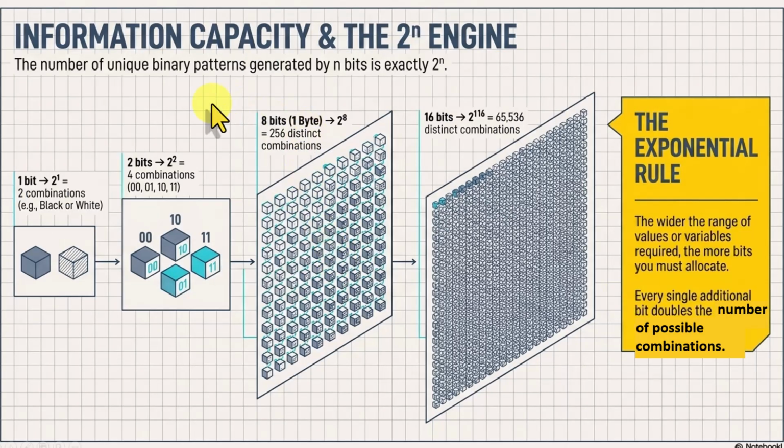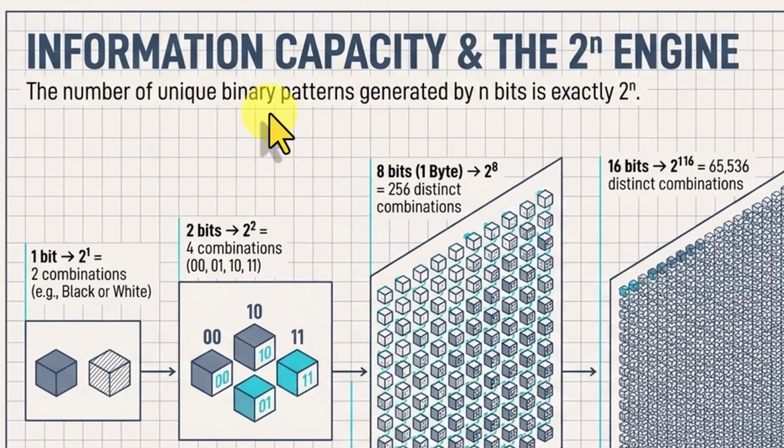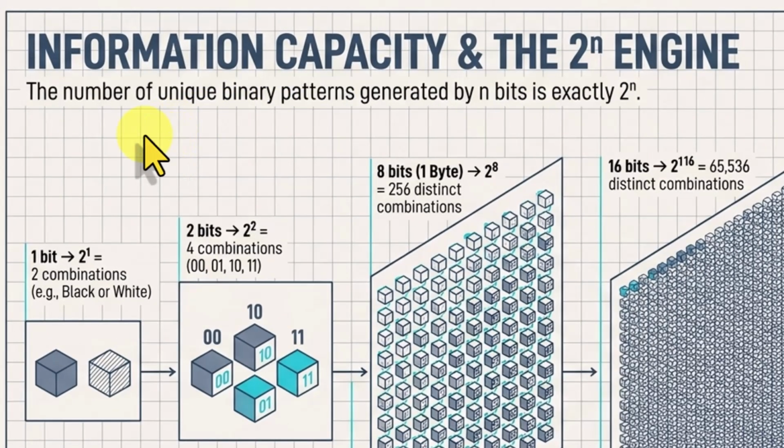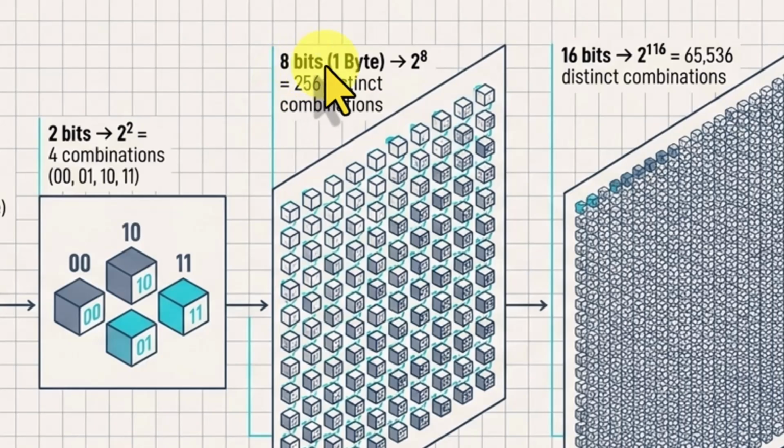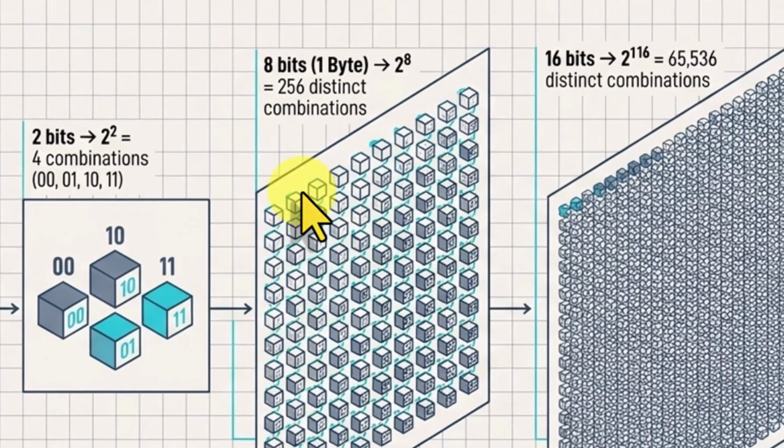Then information capacity and the 2 to the power of n engine. We have discussed before that the number of unique binary patterns generated by n bits is always exactly 2 to the power of n. For example, if you have only 1 bit, you can store two different things there, 0 or 1. If you have 2 bits, we can store 4 different combinations of ones and zeros: 00, 01, 10, or 11. If you have 8 bits, which is 1 byte, how many different values can you store in a byte? That is 2 to the power of 8, which is 256 distinct combinations.